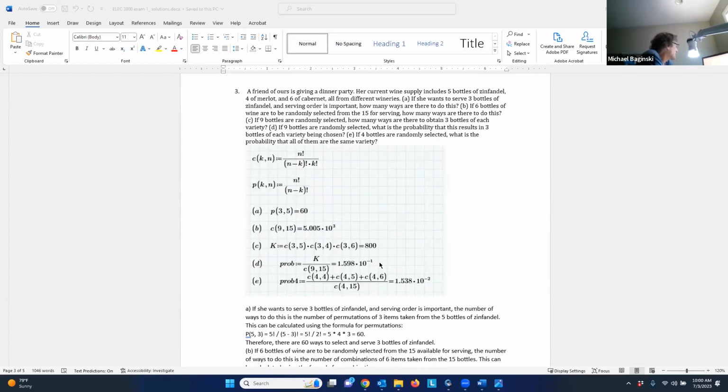A friend of ours is giving a dinner party. Her current wine supply includes 5 bottles of Zinfandel, 4 Merlot, 6 of Cabernet, all from different wineries. She wants to serve 3 bottles. Now, this is a template problem. You had a quiz on this. We discussed it, and there's nothing that was meant to be tricky about this. She wants to serve 3 bottles of Zinfandel, and serving order is important. How many? This is the combinatorial thing.